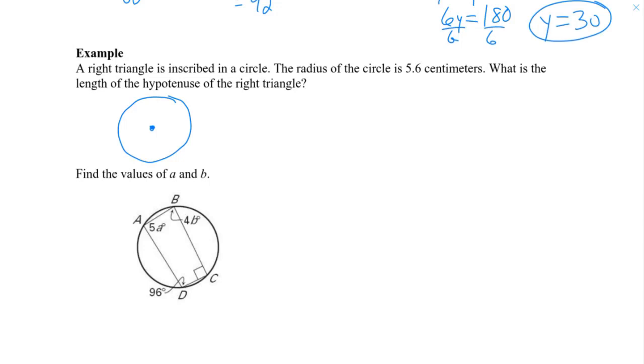So I know that when I draw my triangle, regardless of where it's placed, since it's inscribed and it's a right triangle, it must pass through the center because that side must be a diameter. We know that the radius is 5.6 centimeters, so the diameter would be double that. So the diameter, which is in fact the hypotenuse, because that's the side opposite the right angle, is going to be 11.2 centimeters.